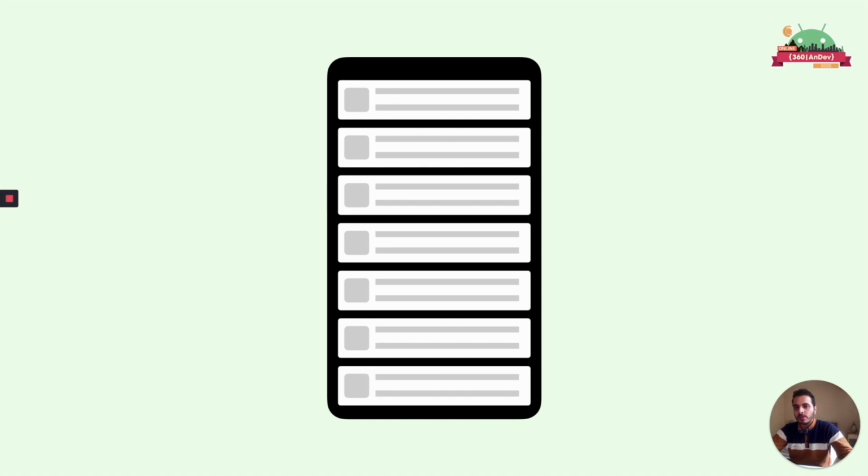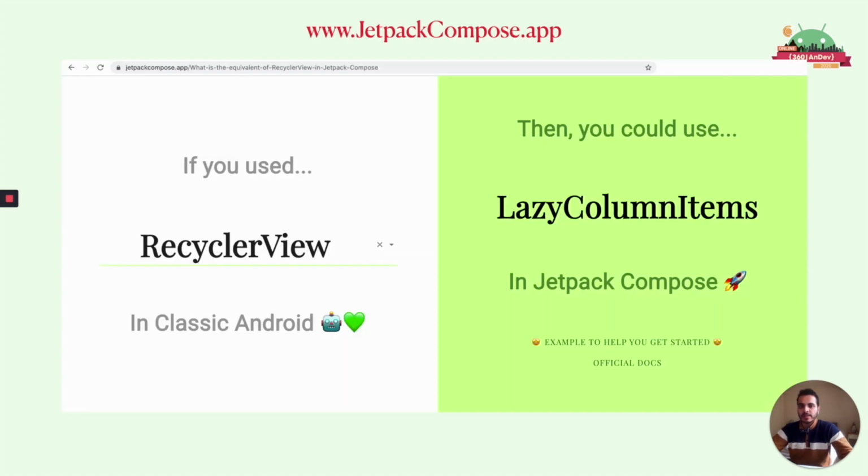In order to solve this problem, I created a tool that's available at jetpackcompose.app that tells you exactly the equivalent API that you need to use in Jetpack Compose. So when you enter recycle view on the left, it will tell you that you need to use lazy column items in Jetpack Compose. And that's exactly what we'll use.